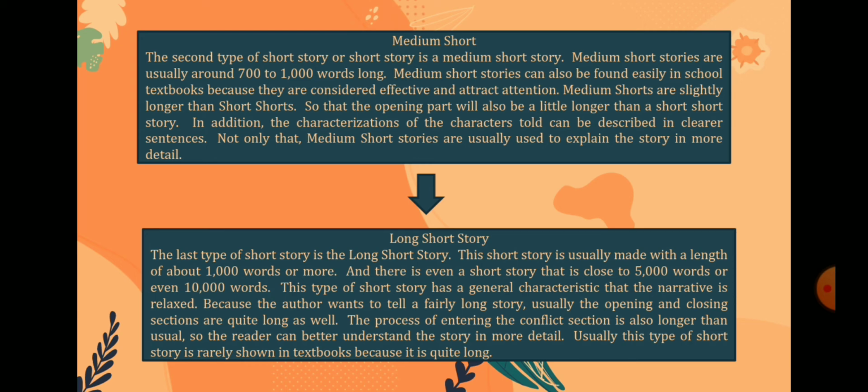This type of short story has a general characteristic that the narrative is relaxed because the author wants to tell a fairly long story. Usually, the opening and closing sections are quite long as well. The process of entering the conflict section is also longer than usual, so the reader can better understand the story in more detail. Usually, this type of short story is rarely used in textbooks because it is quite long.